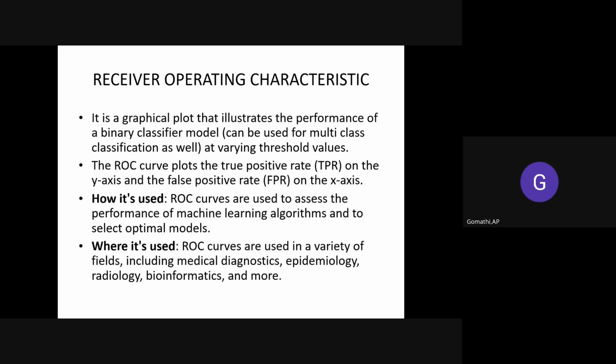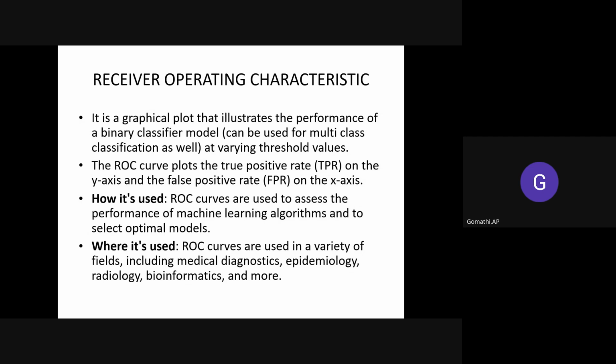So these are the main components of a ROC curve: the true positive rate and the false positive rate. Mainly it is used to assess the performance of machine learning algorithms and select the optimal models. It is used in a variety of fields like medical diagnostics, radiology, etc.